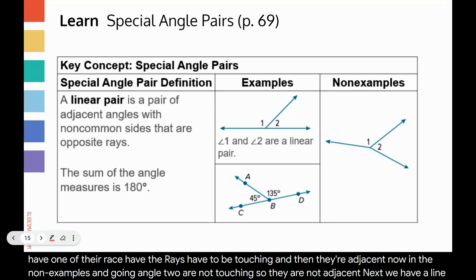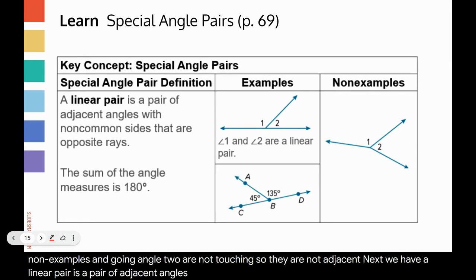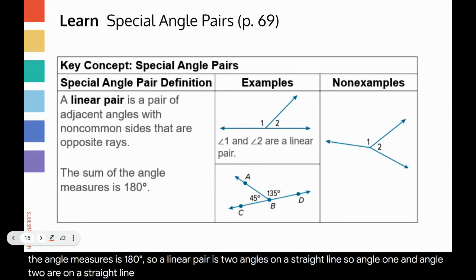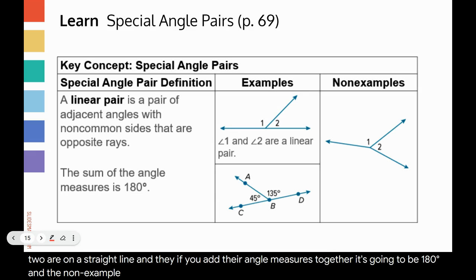Next, we have a linear pair, which is a pair of adjacent angles with non-common sides that are opposite rays. The sum of the angle measures is 180 degrees. So a linear pair is 2 angles on a straight line. Angle 1 and angle 2 are on a straight line, and if you add their angle measures together, it's going to be 180 degrees. In the non-example, we do not have a straight line, so those are not a linear pair. However, they are adjacent.